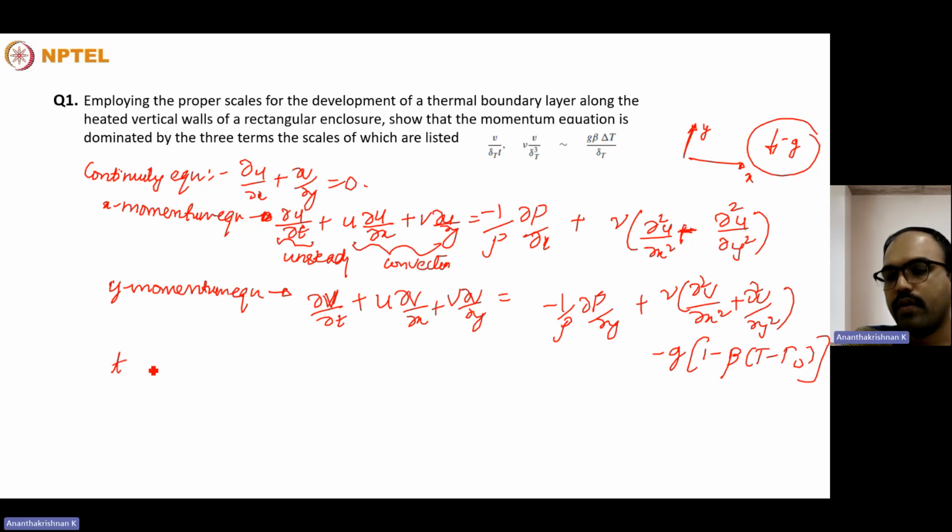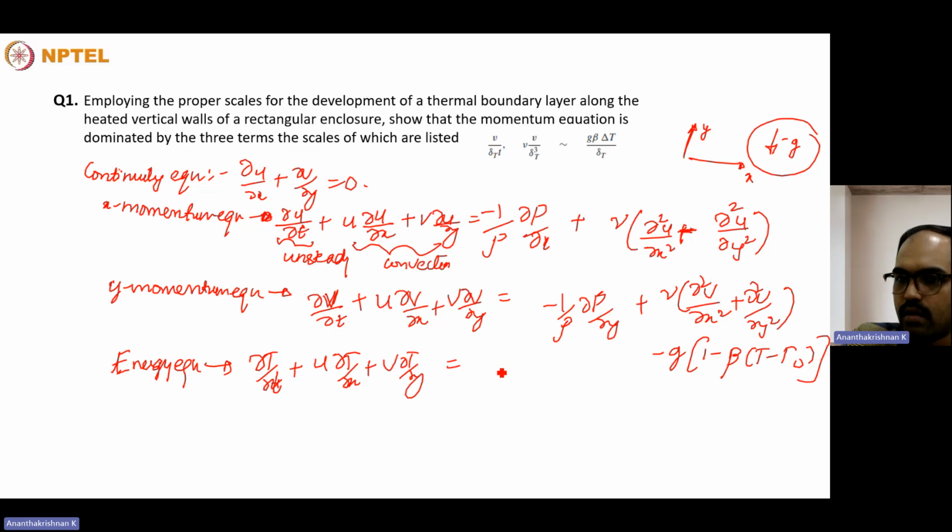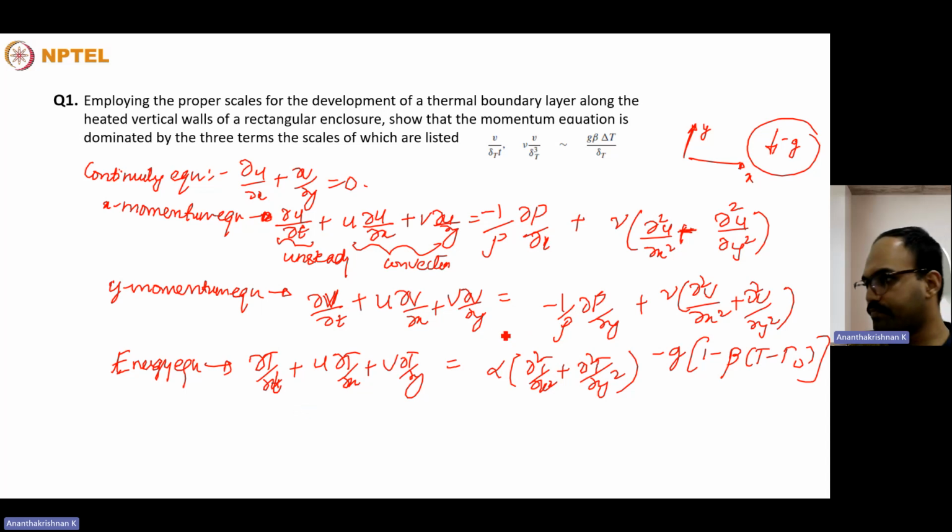The issue with these kinds of equations is that the temperature and the momentum, both of them will be coupled. So the energy equation will be dou T by dou t plus u dou T by dou x plus v dou T by dou y is equal to alpha times dou square T by dou x square plus dou square T by dou y square. Just like the previous case, this is the energy due to the convection. This is the diffusion term, and then there is this unsteady term that comes into the picture.